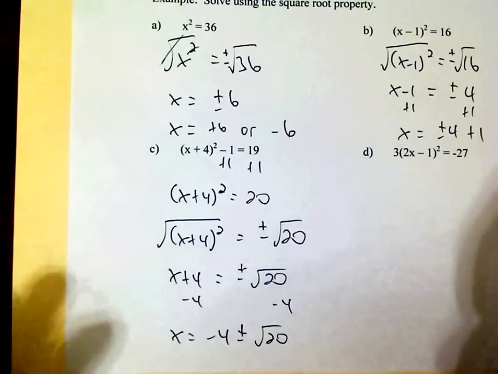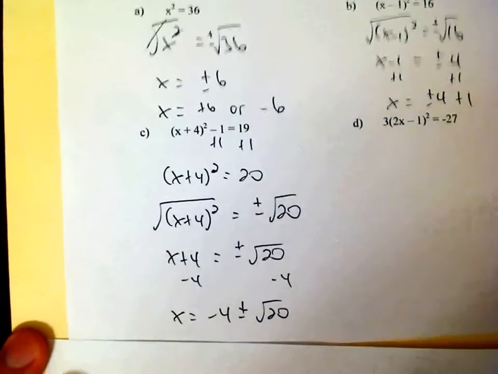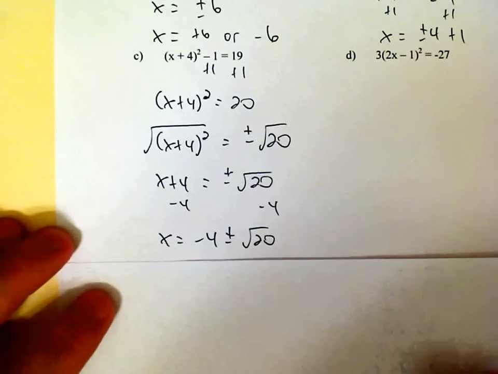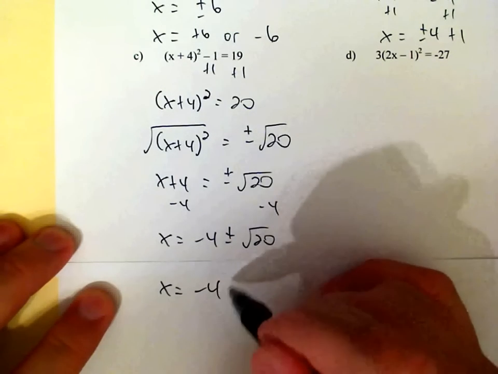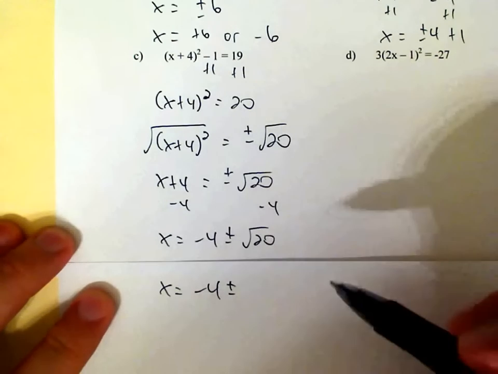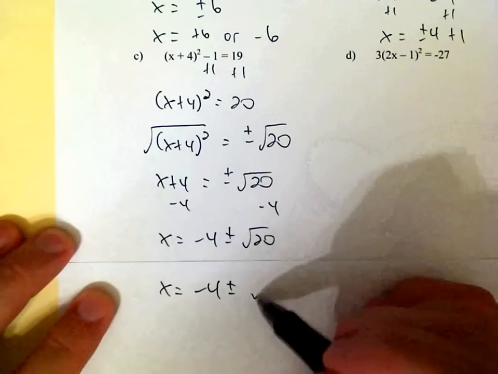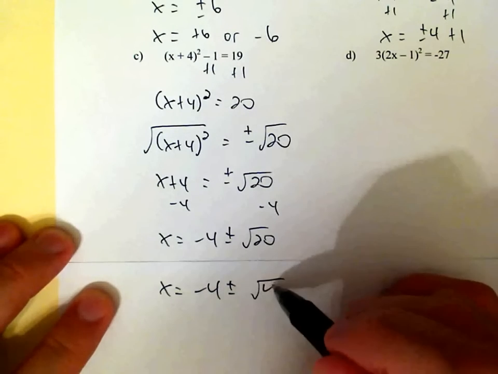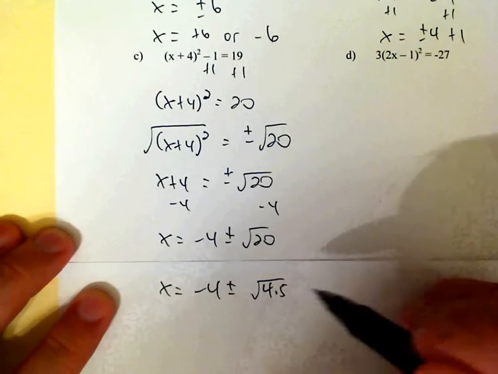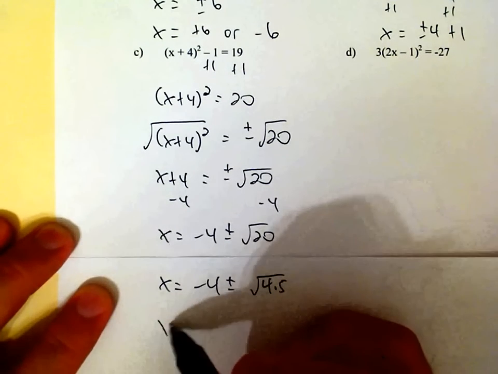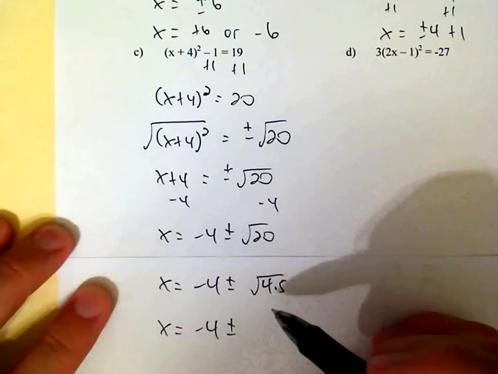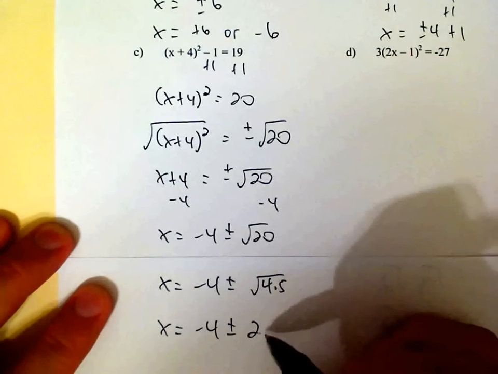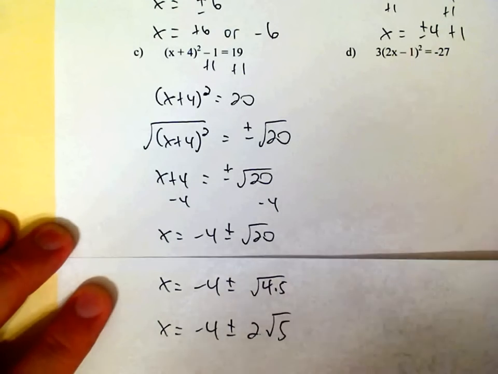But that 20 does reduce or simplify because it has a perfect square factor. So I'm just going to bring down the negative 4 plus or minus. But 20 is the same as 4 times 5. So we're always reducing the radicals whenever we can. We use 4 because that's a perfect square, and the square root of 4 is 2, and the 5 stays. So there's one way to write the answer.